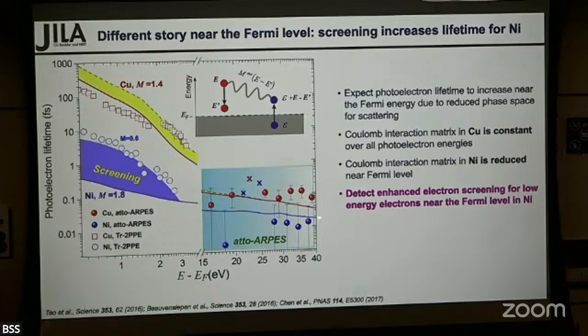Whereas in nickel, you have to have a much lower Coulomb interaction matrix to explain the 2-photon photoemission versus the high energy. So what we can do then is say where electron screening is happening in nickel and how big an effect it is. I like this graph, because do you notice we go in eV from the Fermi level up to 40 eV, and look at the lifetimes. They go from about 1 attosecond to a picosecond. So it's like 6 orders. Yes, Andre.